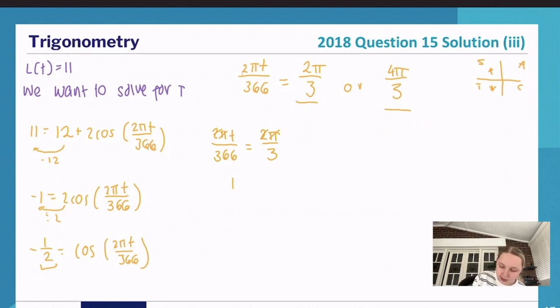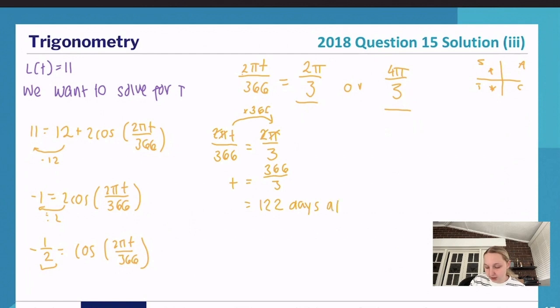Then we can say t is going to equal 366 on 3 if we move all those around properly, because we're going to multiply that 366 across. So then that's why we're going to get 366 on top, and the 3 is still in the denominator. If you work that out, 366 divided by 3 is 122. That's a whole number, so that's pretty good. 122 days.